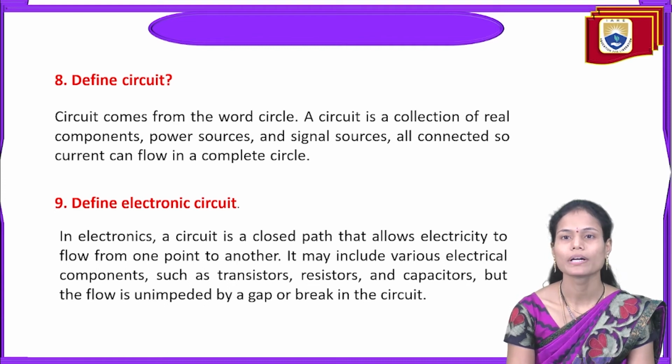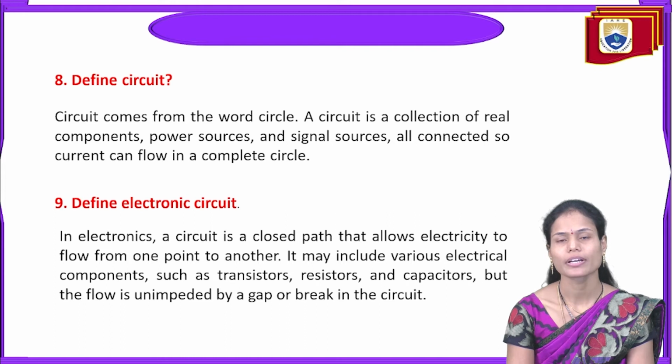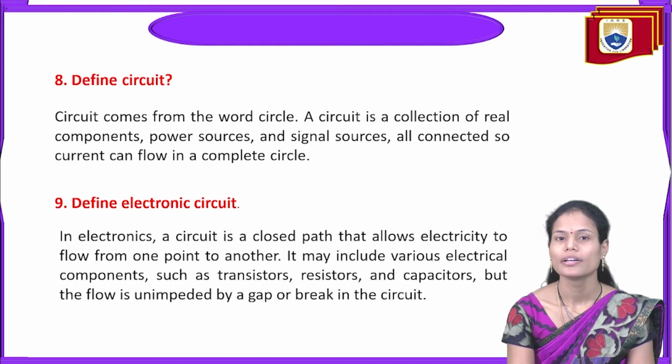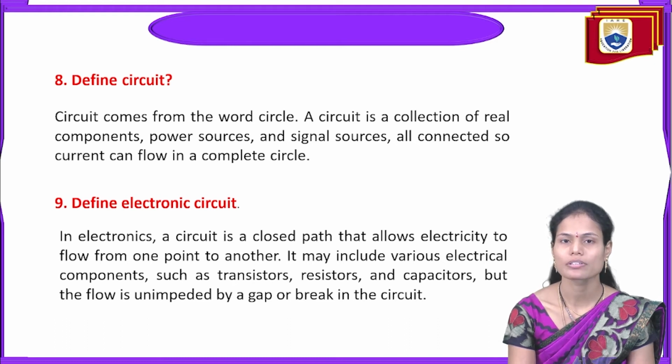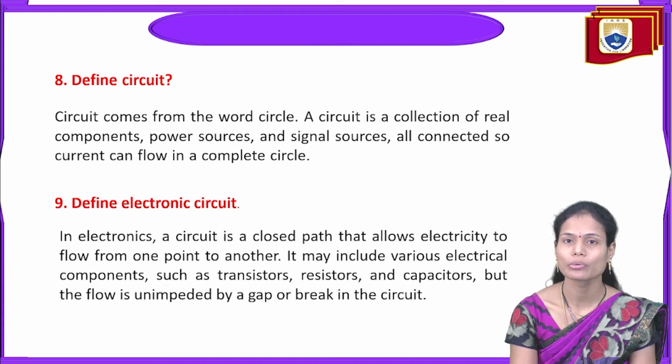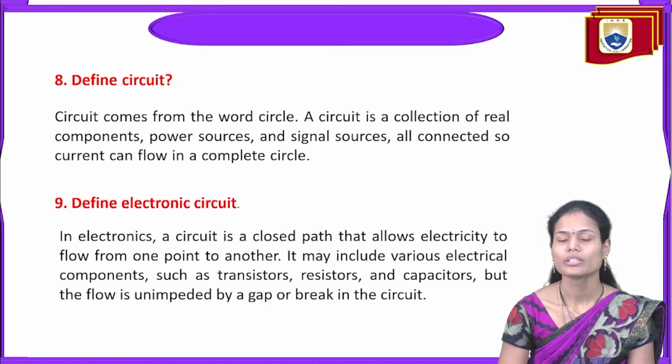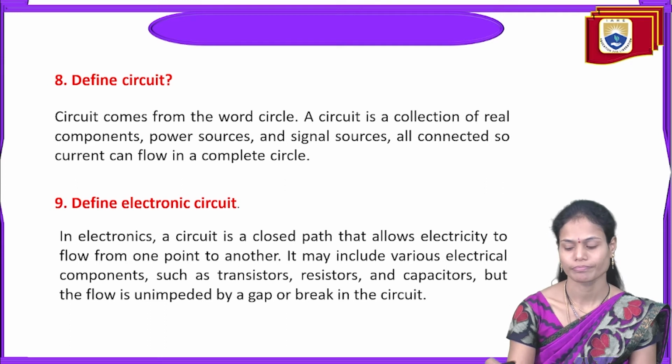In that closed loop, different components are connected from one point to another point. So between the two points, we may include different electrical components. We can include resistors, capacitors, inductors, diodes, transistors, or any components or elements in that circuit. That is nothing but the electronic circuit here. So a circuit consisting of electronic components we can call an electronic circuit.